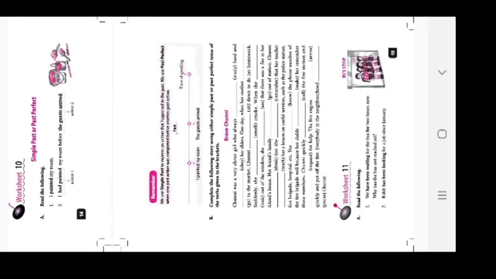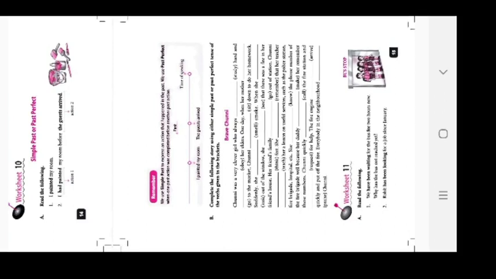So, let's see what we have to do. Complete the following story using either simple past or past perfect tense of the verb given in the brackets. So here this is a story of a girl, Chunni, brave Chunni. So let's see all these actions. It took place in the past. So we have to use either simple past or the past perfect tense. Let's see.